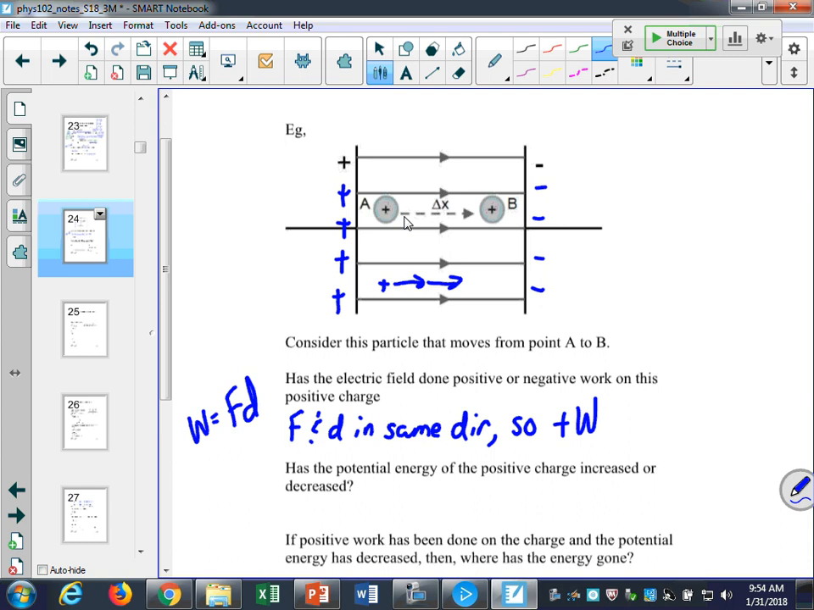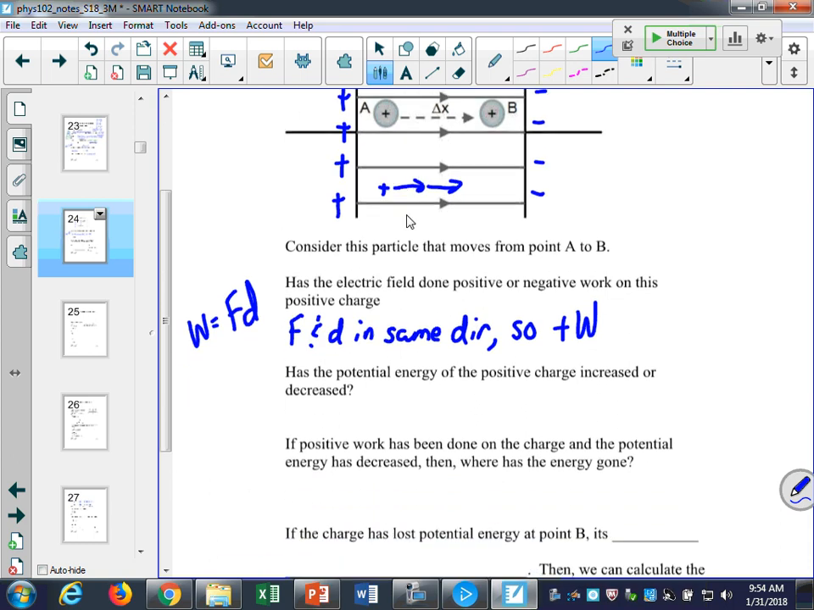Has the potential energy of this object increased or decreased? It's decreased because I only have a set amount of energy, right? My kinetic energy has gone up, so my potential energy goes down. Or I can think of it as the work is equal to the negative of the potential energy. I think that's how I wrote it earlier. Let's write it that way: negative of the work is equal to the potential energy.